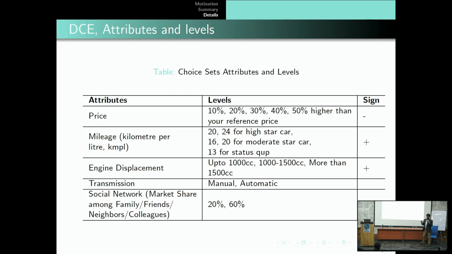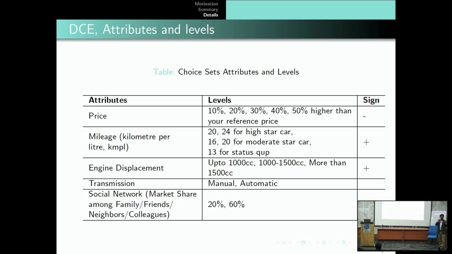Then, mileage. Oh, no, let me skip this one for a moment. Engine displacement and transmission are two characteristics of the car that matter. The first one, in terms of power of the car, and that we know is important for many people. They want a powerful car. And then transmission, many people prefer automatic. Many people prefer manual. That is definitely an important characteristic of the car itself.